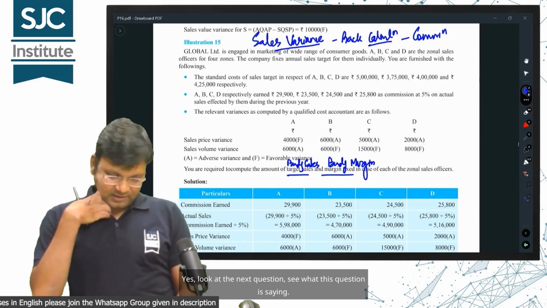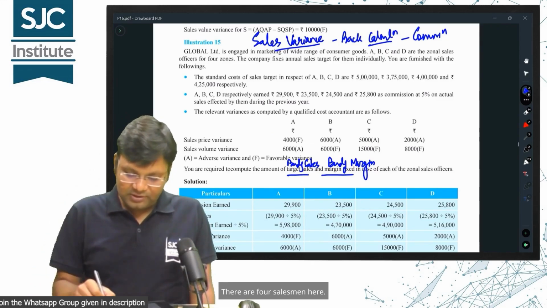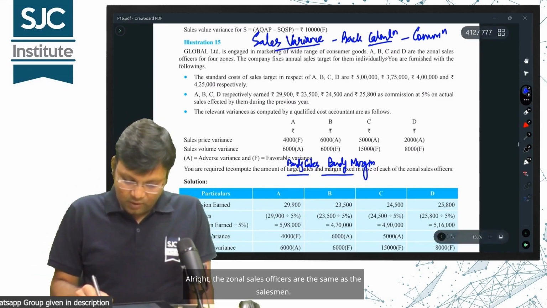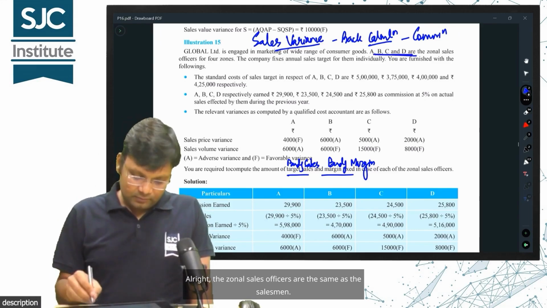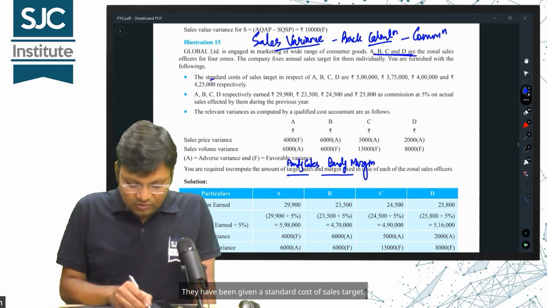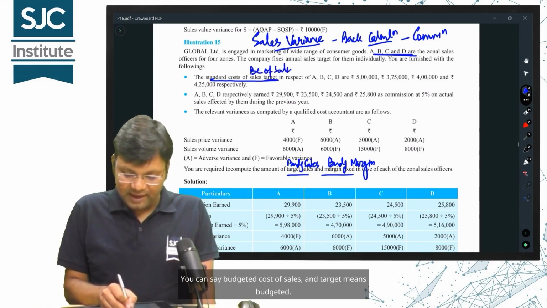Yes, look at the next question. See what this question is saying. There are 4 salesmen here. Alright, the zonal sales officers are the same as the salesmen. They have been given a standard cost of sales target. Target means the budgeted cost of sales. You can say budgeted cost of sales and target means budgeted.